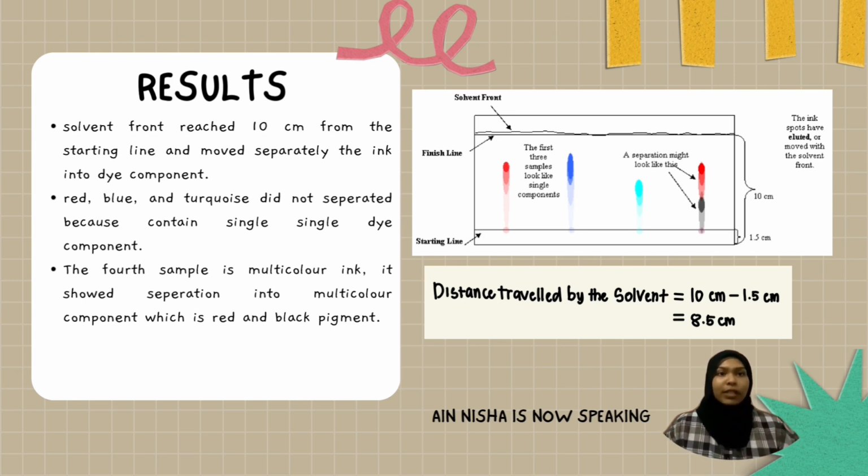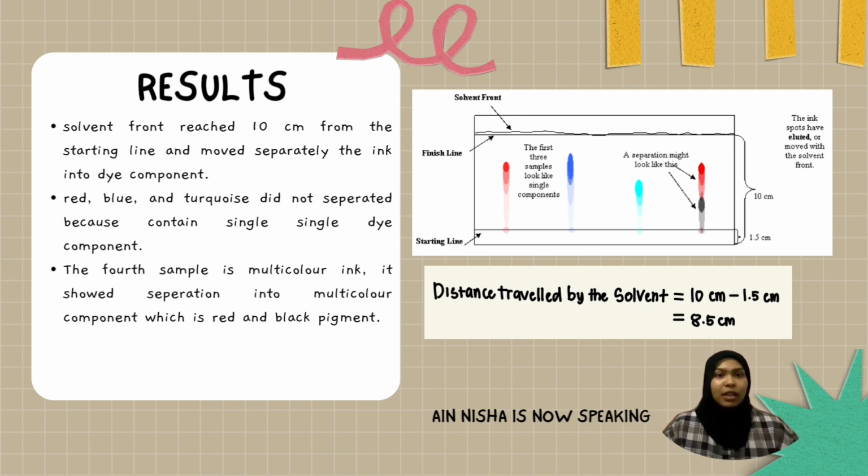As the solvent moved, it separated the ink into dye components based on their affinity to the solvent. As you all can see, the red, blue and turquoise did not separate, indicating that each of these contained a single dye component. However, the fourth sample, which is a multicolored ink, shows separation into multiple components, which are red and black pigments. Furthermore, the blue color travels farthest with the mobile phase because the polarity of a substance significantly influences its movement and separation during chromatography.